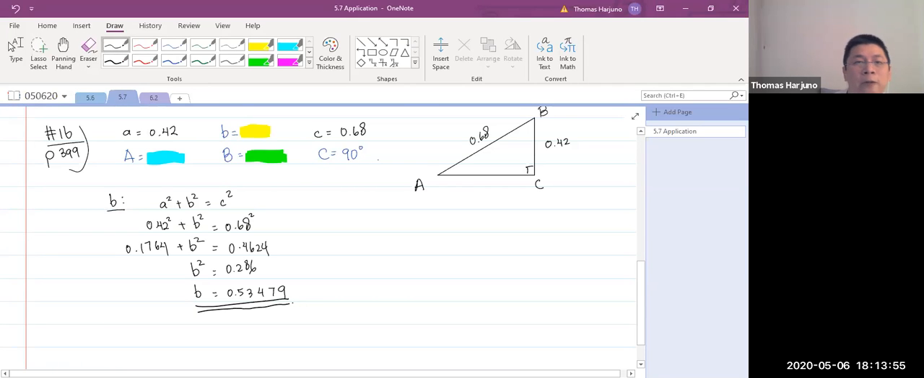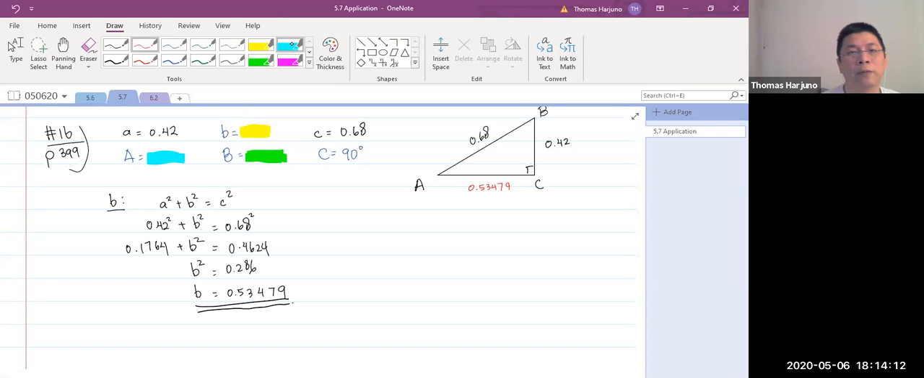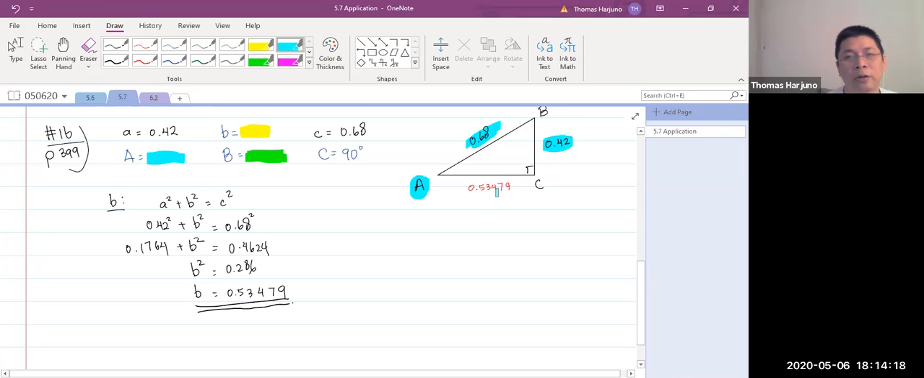So let me put it here. This is 0.53479. Now, let's see. Suppose I want to find A. In this case, you can find A first or B first, and then use the complement for the other one. But suppose I want to find angle A using the information they gave us. Don't use the red one, the one that we computed earlier, because it already implicitly has rounding error there.